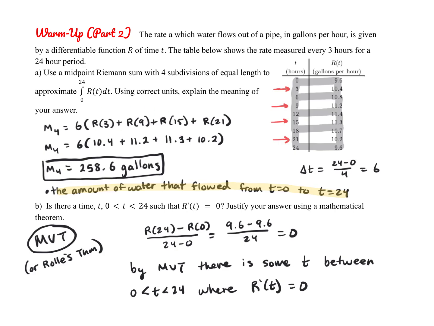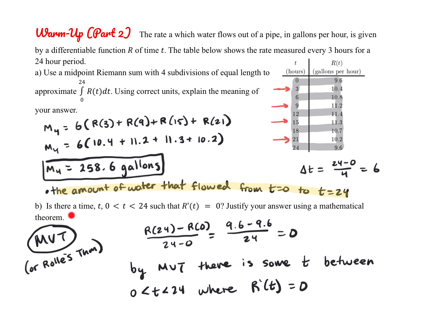So for part A, we're doing a midpoint Riemann sum. So if we want 4 equal subdivisions, that means that each rectangle is going to have a width of 6. So I divide it up into 4 rectangles, and I put a little arrow next to each midpoint. So we do 6 times r of 3 plus r of 9 plus r of 15 plus r of 21. So that gives us 258.6 gallons, which if we're interpreting this is the amount of water that's flowed from t equals 0 to t equals 24.